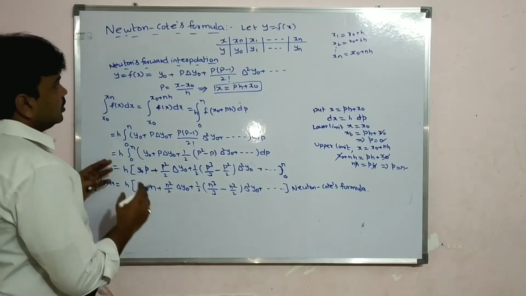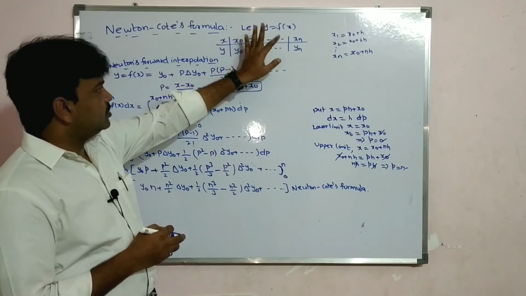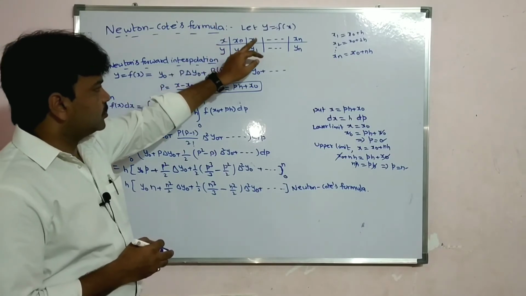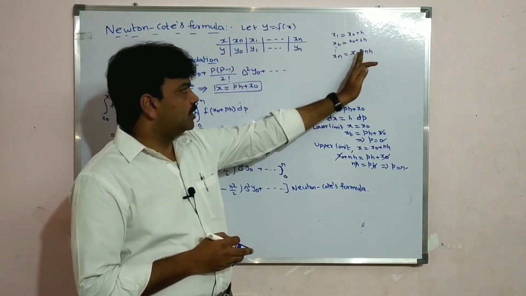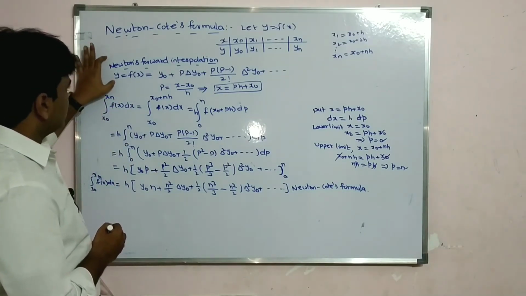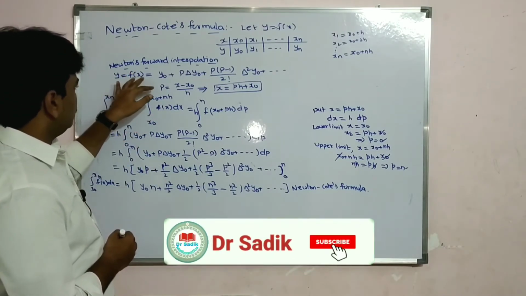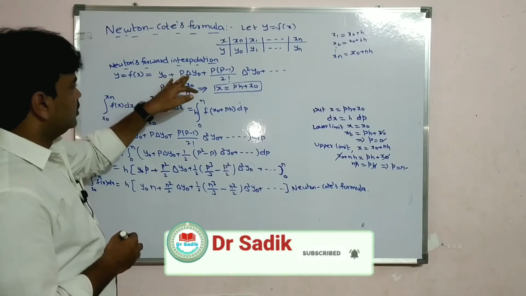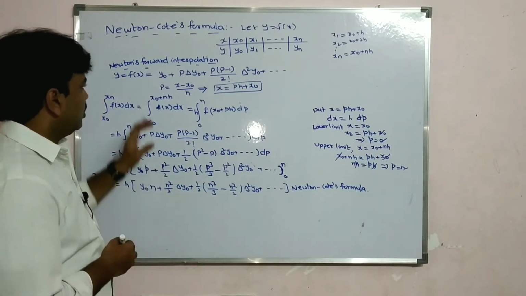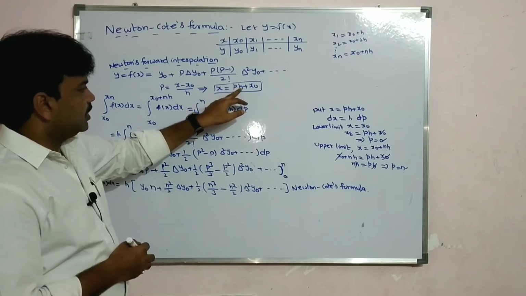Okay students, once again, let y is equal to f of x be any function. Given table values like this, how can you get x1? x naught plus h, and xn is x naught plus nh. Now to evaluate this integration, I am using Newton's forward interpolation. So what is Newton's forward interpolation? y is equal to f of x, that is equal to y naught plus p into del y naught plus p into p minus 1 by 2 factorial into del square y naught plus and so on. What is p here, students? p is x minus x naught by h. So I want to write x is equal to ph plus x naught.